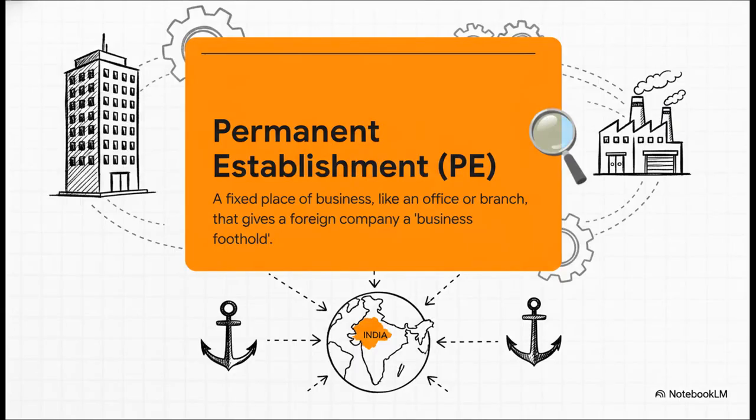Before we go any deeper, we absolutely have to talk about a key concept, the permanent establishment, or PE for short. You can think of this as the anchor for the whole section. In simple terms, a PE is a fixed place of business. It could be an office, a branch, a factory. It gives a foreign company a real, tangible business foothold in India. It's what connects their income to the Indian tax system.